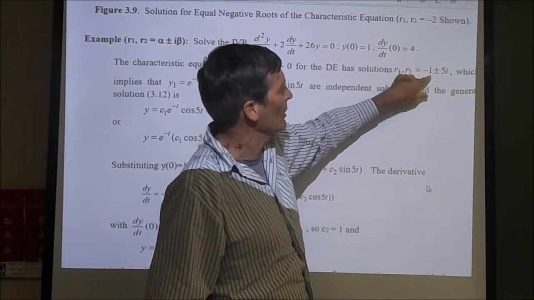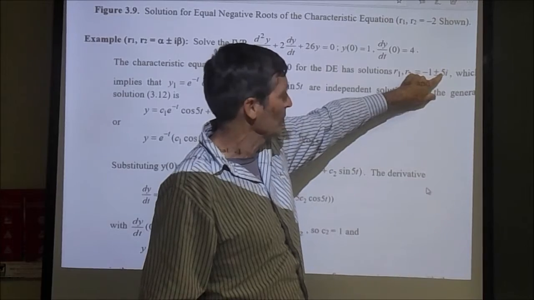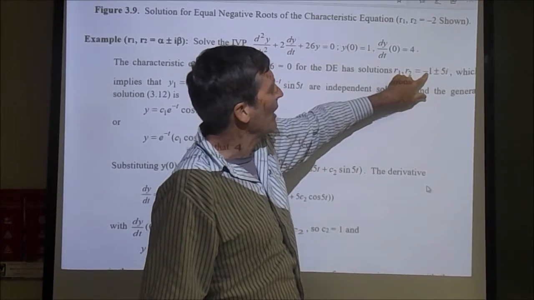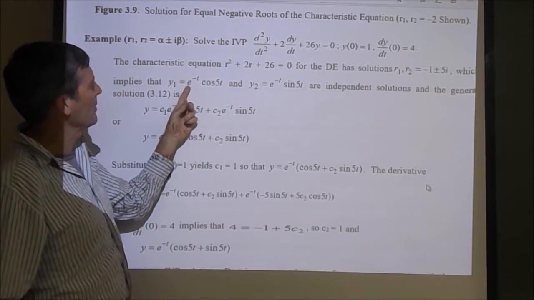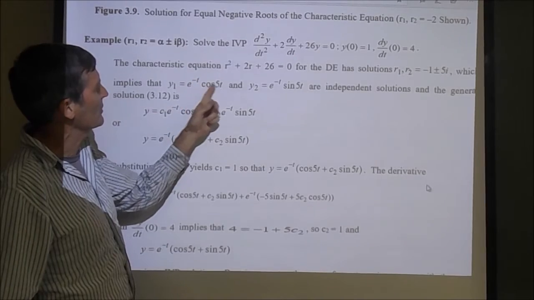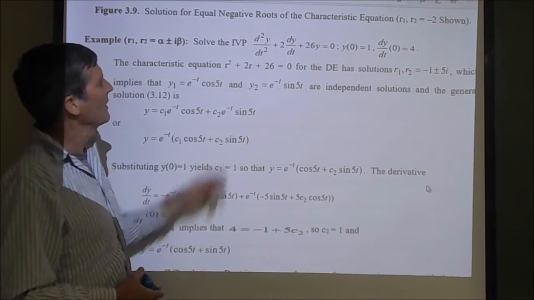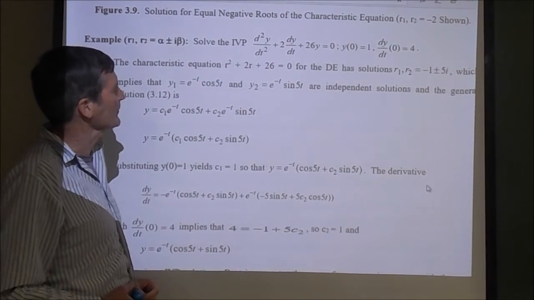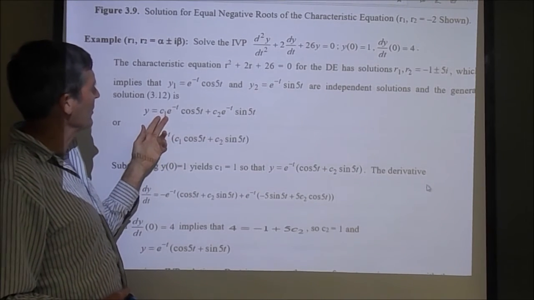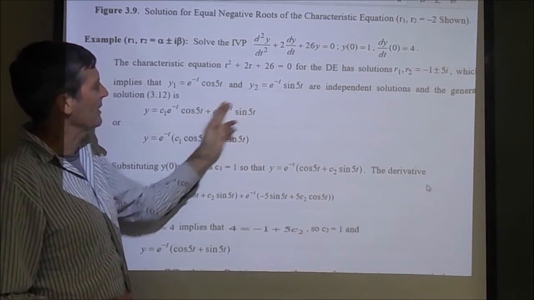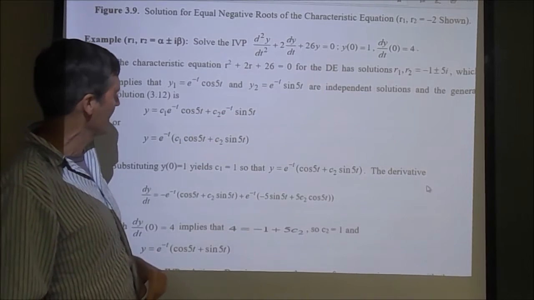Two complex conjugates. We call minus 1 the real part. We call 5 the imaginary part. The imaginary part is a real number that multiplies i. And so alpha is minus 1, beta is 5. And we deduce then from what we wrote above, e to the minus 1t times cosine 5t, e to the minus 1t sine 5t are independent solutions of this differential equation. So we write down immediately the general solution. C1 times the first solution plus C2 times the second independent solution is just C1 e to the minus t cosine 5t plus C2 e to the minus t sine 5t.